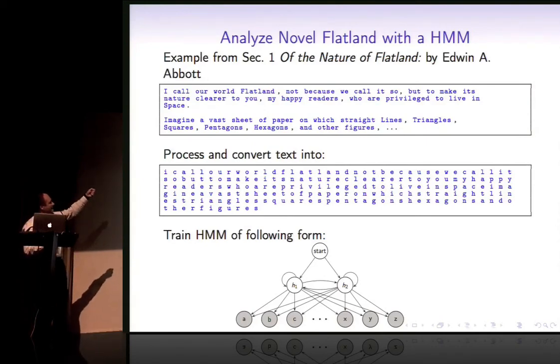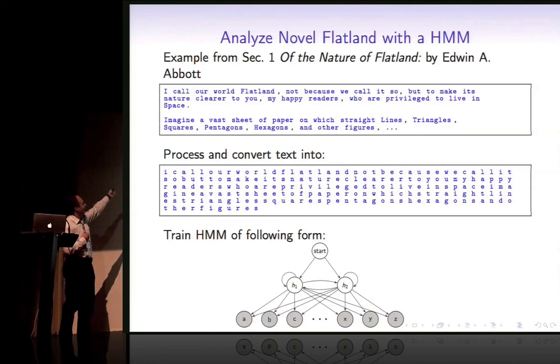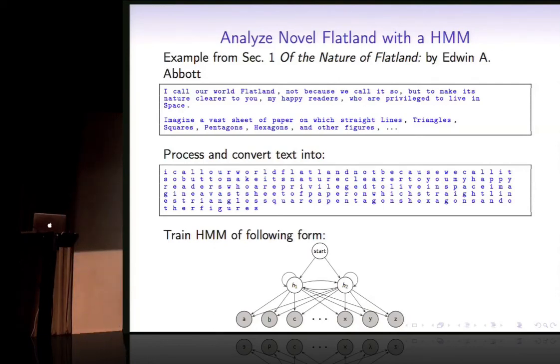Suppose I take the text from the novel Flatland. This is just the first chapter: "I call our world Flatland, not because," and so on. Then I do some processing, converting all letters to lowercase and eliminating stop words and digits, and so on. So I have this huge, massive amount of sequential letters.